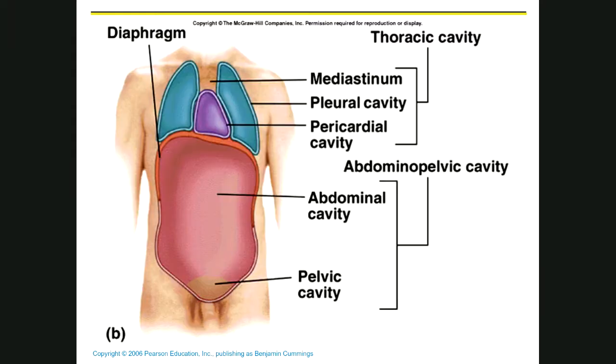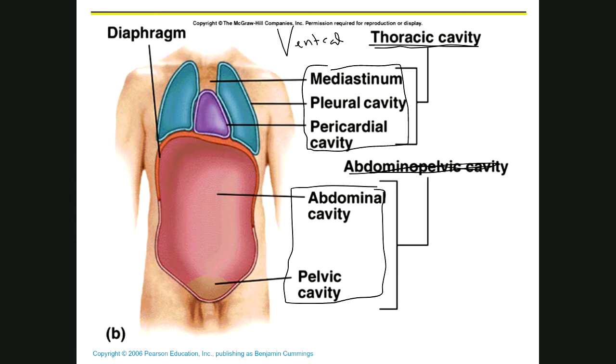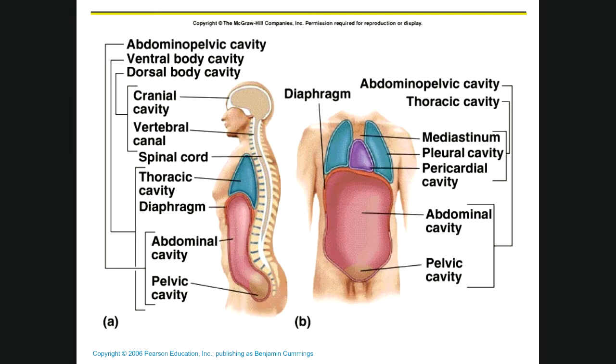So those are our divisions. So this whole thing is the ventral cavity. It's subdivided into the thoracic and abdominopelvic. And then thoracic is subdivided into these, and abdominopelvic is subdivided into these. Any questions about any of that?